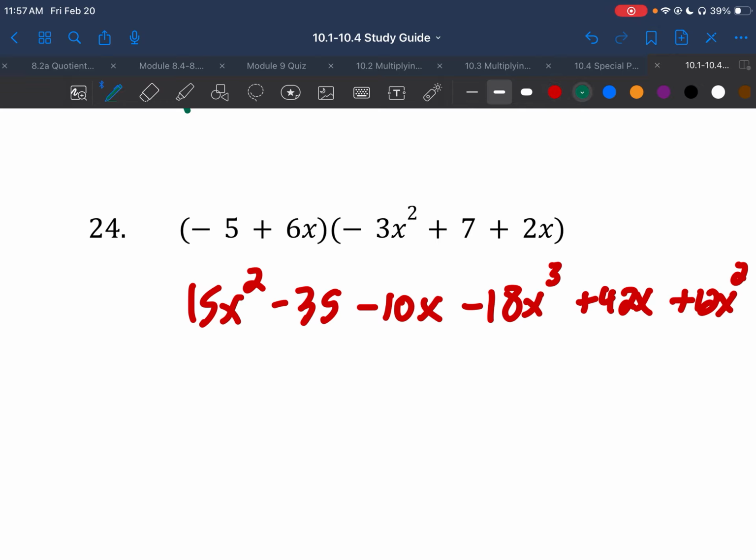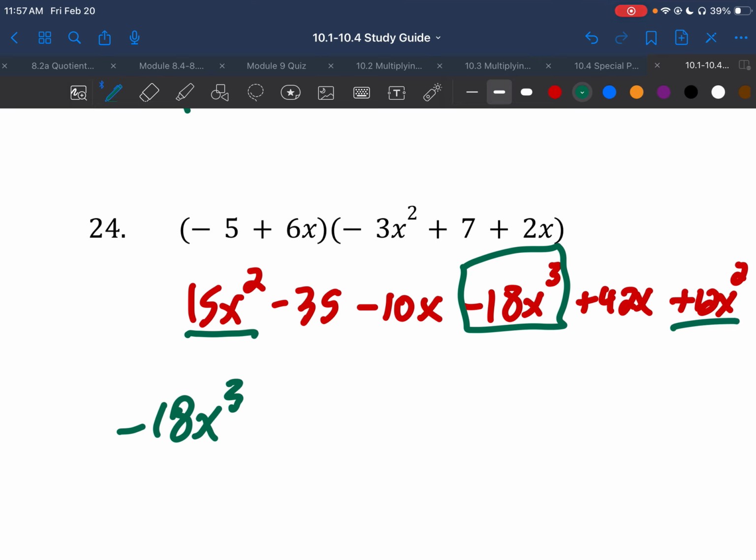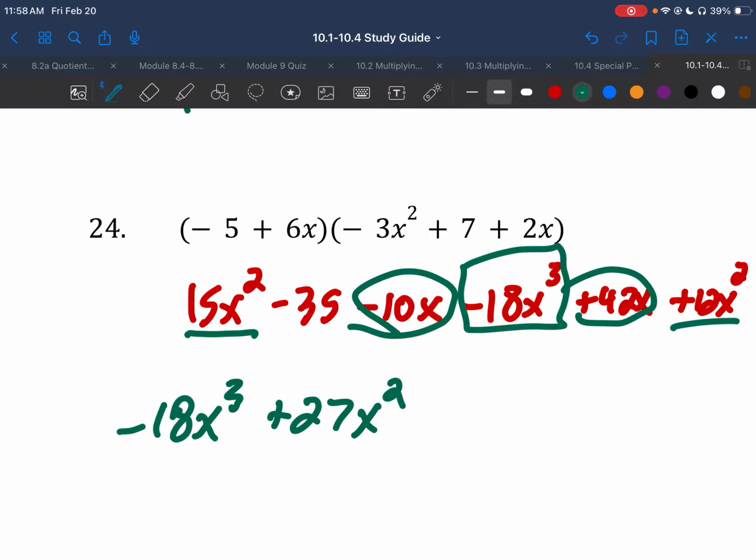Again, we need to combine like terms. My cubed term goes to the front. So we have negative 18x cubed. X squared, so 15x squared plus 12x squared is plus 27x squared. We've got minus 10x plus 42x is plus 32x, and then minus 35.